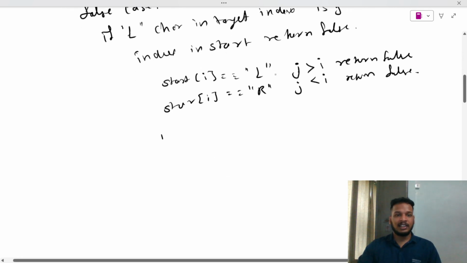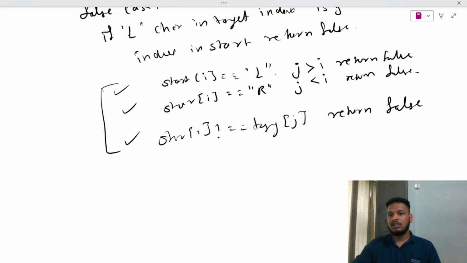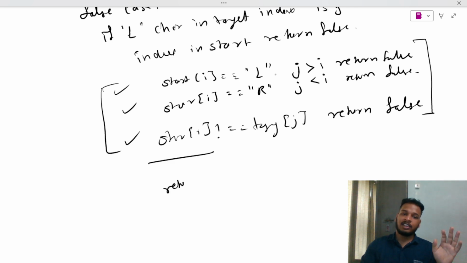So the second condition is, start of I is not equal to target of J, return false. These three statements are the main logic behind this code. If these things happen, it means it is false. And if everything goes fine, then finally it will return true.